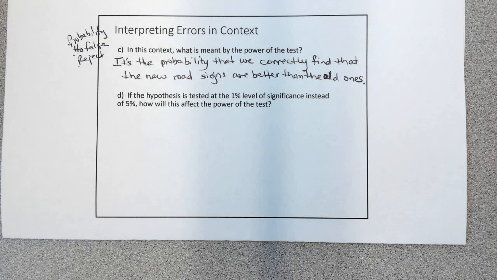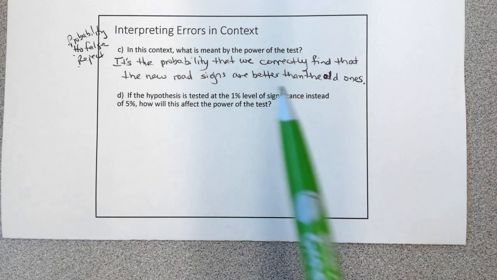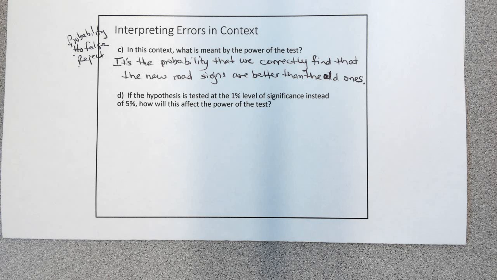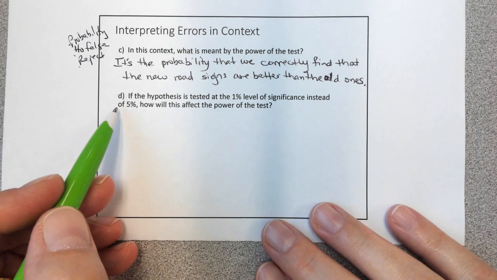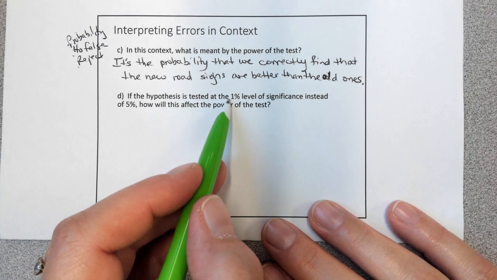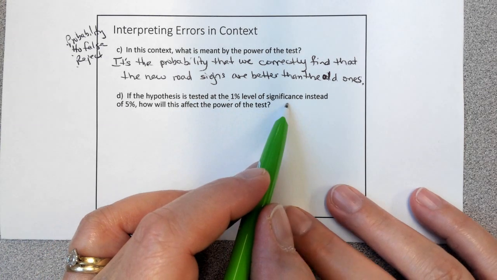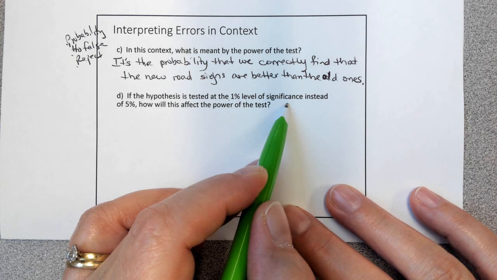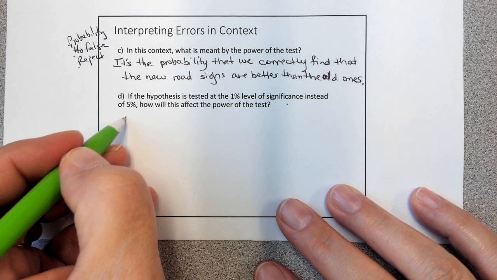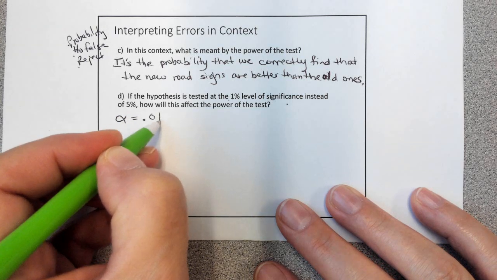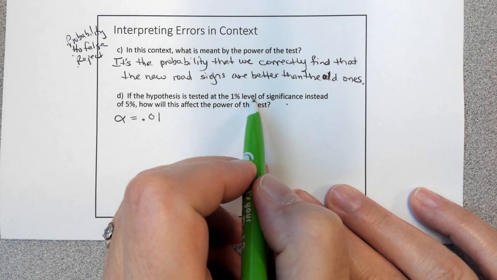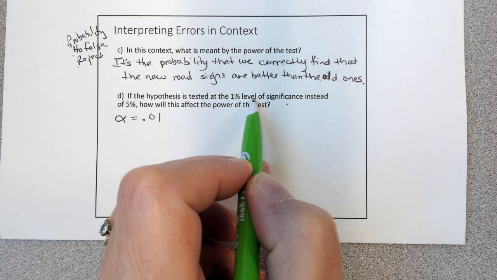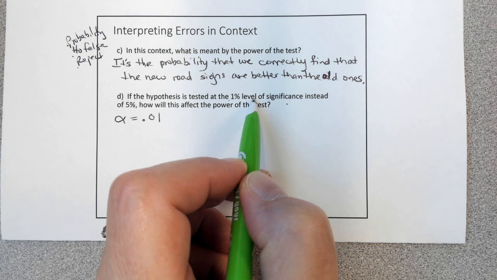Are we okay so far? Alright, so this is kind of a blanket sentence. If you always say, it's the probability that, and you explain what a correct decision is, that's all you got to do. Last but not least, if the hypothesis is tested at the 1% level of significance. What's a level of significance? The alpha level. So they're saying alpha equals 0.01, okay, at the 1% level of significance, which means we have a 1% chance of making a type 1 error.